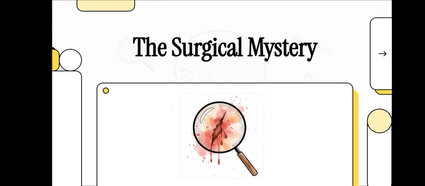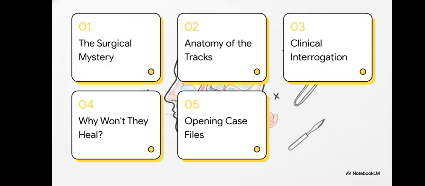Fascinating anomalies, the sinus and the fistula. So get ready to think like a surgeon as we decode the incredible clues the human body leaves right out in the open. Here is our roadmap for today's investigation. We'll start with the surgical mystery itself, then look at the anatomy of these tracts, move on to the clinical interrogation, figure out why they won't heal, and finally, open up some real case files.